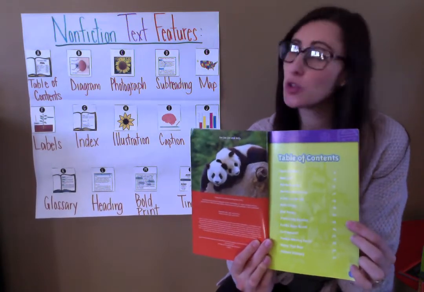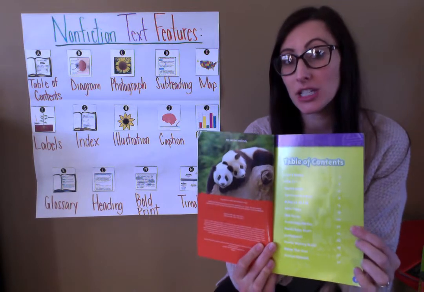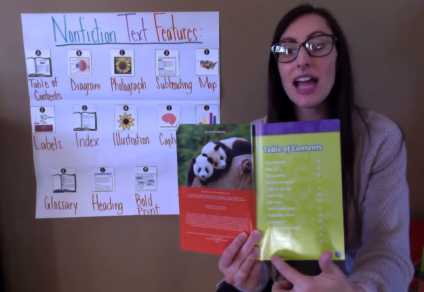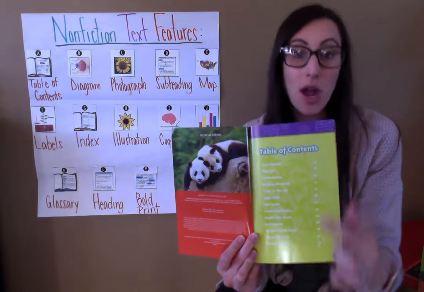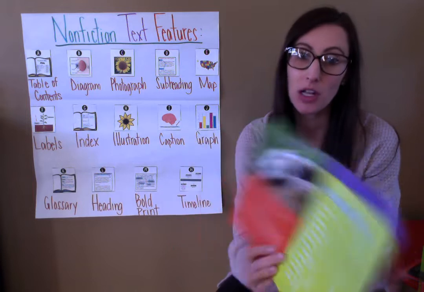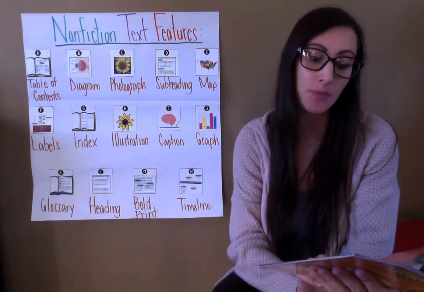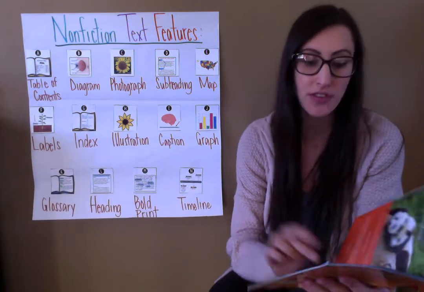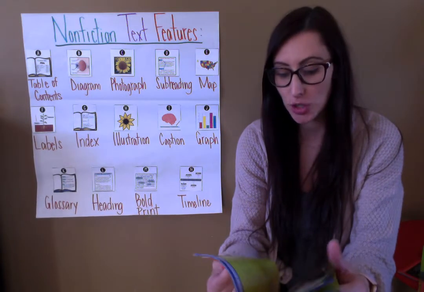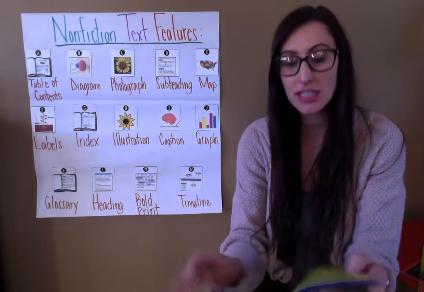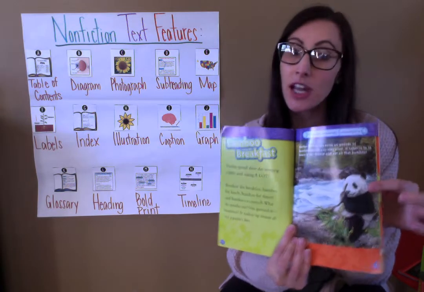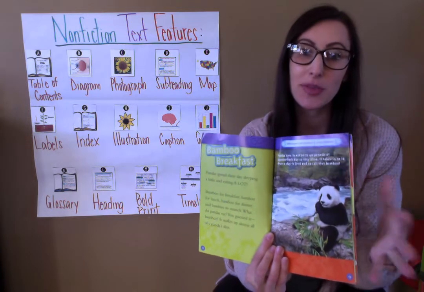If, for example, you don't want to read the whole book, maybe you're doing some research, and you just want a little bit of information, you can look at this table of contents and it's going to tell you what page you can find that information on instead of flipping through the whole book. So if I was curious what a panda bear eats for breakfast, there is a chapter called Bamboo Breakfast and it's on page 12. So I can just skip and I can just read this section all about what panda bears are going to eat instead of flipping through the whole book.